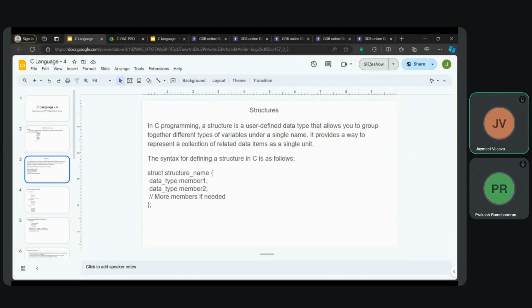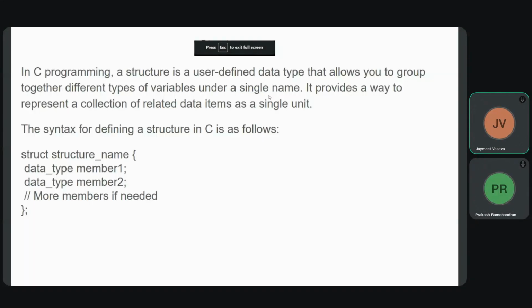So next are structures. So in C programming, a structure is a user-defined data type that allows you to group together different types of variables under a single name. It provides a way to represent a collection of related data items as a single unit.